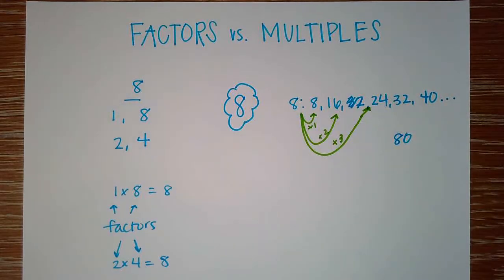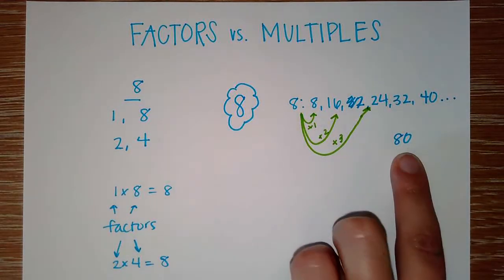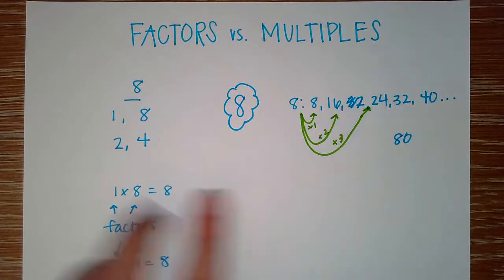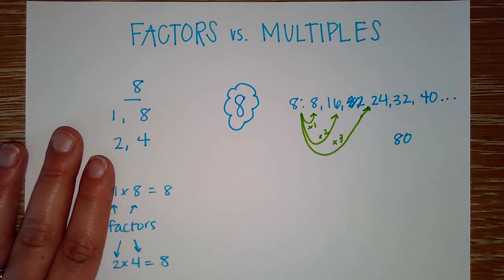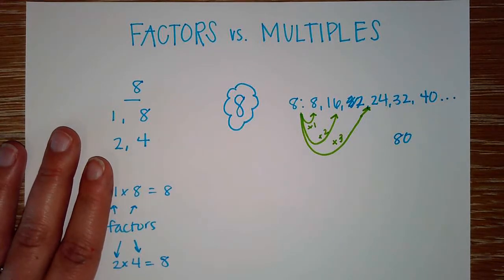We find this by skip counting or count bys, whatever you would like to call them. We have multiple 8s going into a number, whereas your factors are your building blocks. Your factors build that 8.